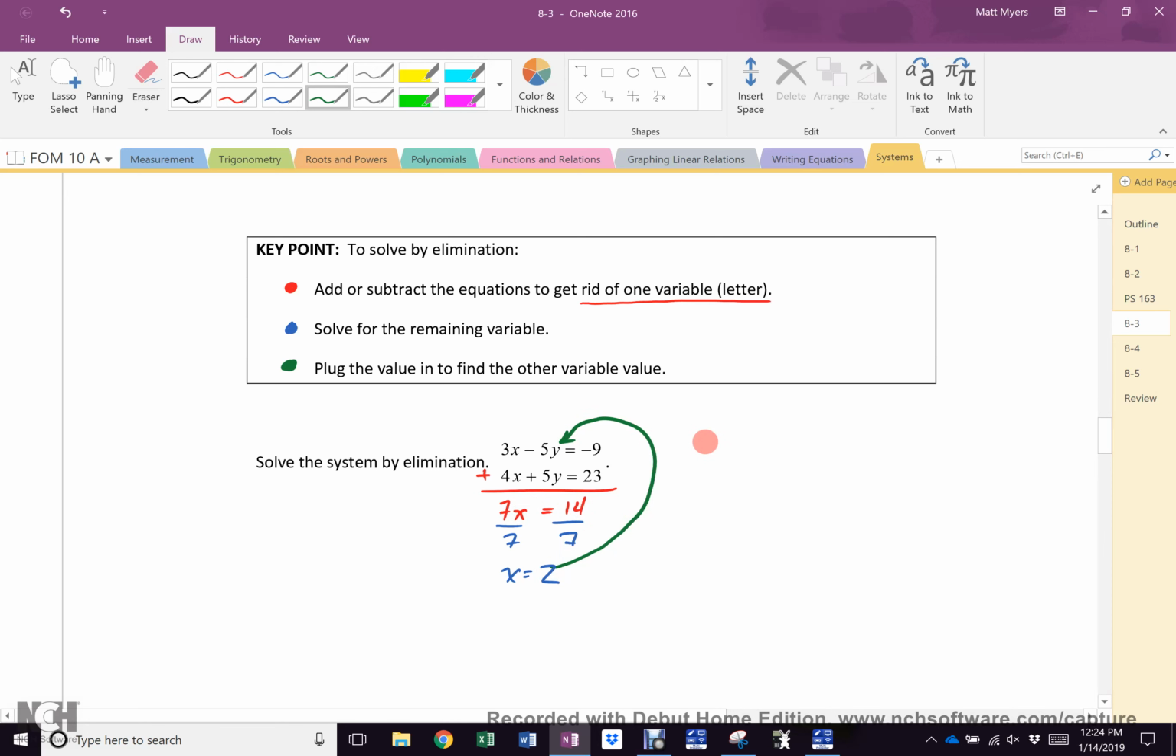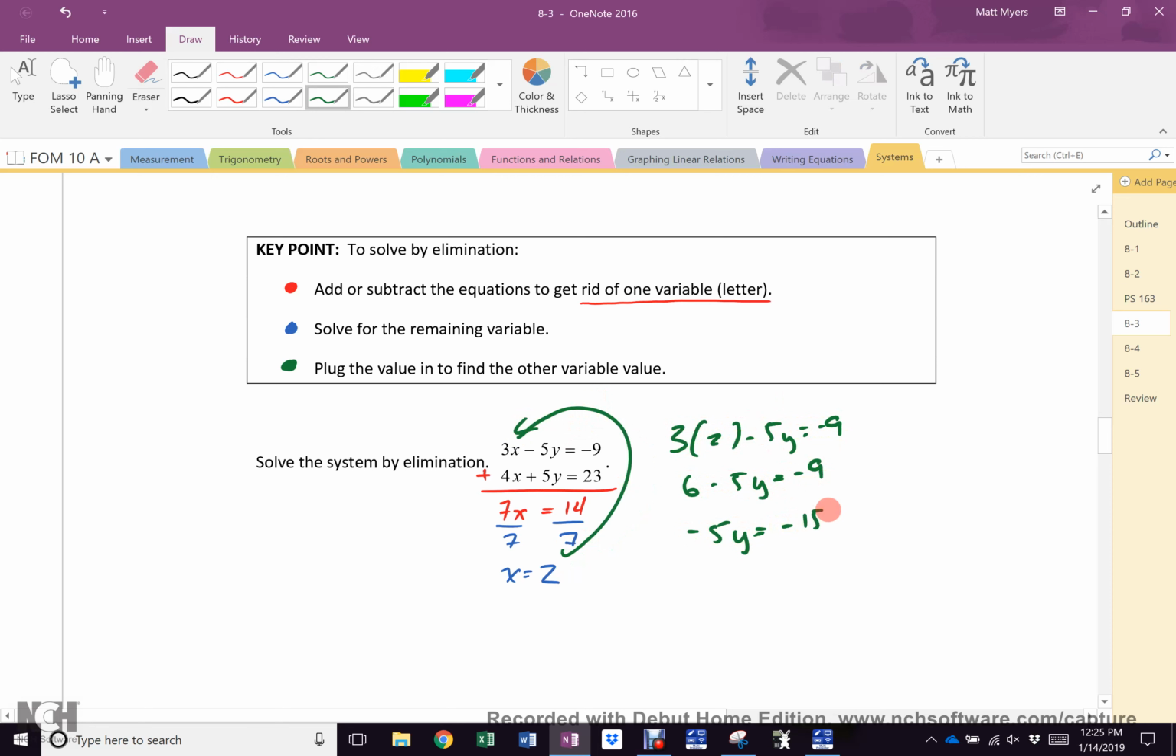Sure. Then I would have 3 times 2 minus 5y would equal negative 9. 6 minus 5y would equal negative 9. Negative 5y would equal negative 15. And y would equal 3.